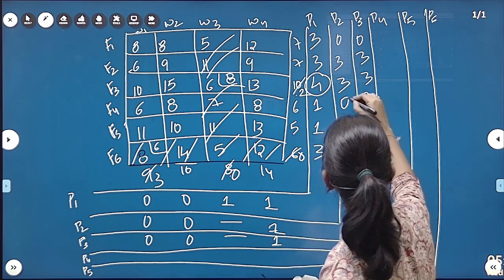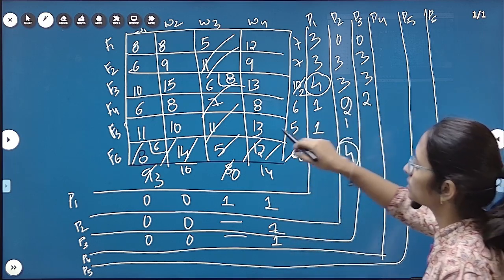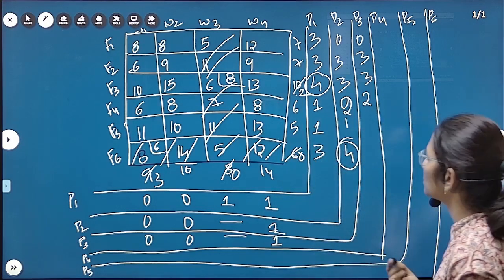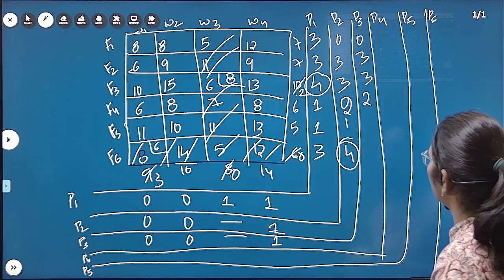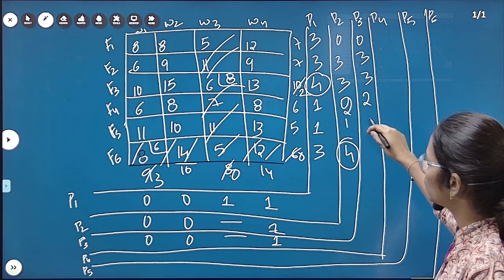So here also we get 2. Here 2, it's not 0. Here it is 2 because 8 minus 6, it's 2. I thought only 8 and 8 is there. So here 2. So next one 1.